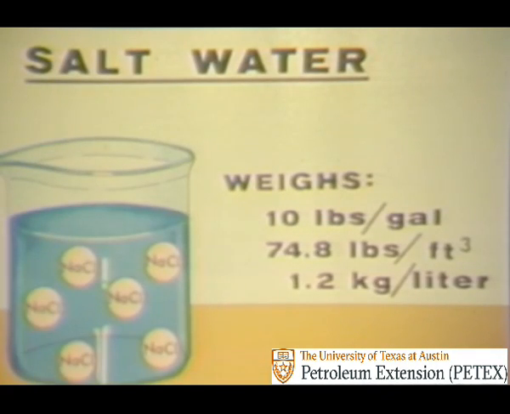Salt water made with sodium chloride, NaCl, is another type of makeup and treating water. The amount of salt dissolved in the water may be as high as 260,000 parts per million. With this much salt, the solution is saturated at room temperature, which means that no more salt can be dissolved in the water at that temperature. Saturated salt water weighs about 10 pounds per gallon, 74.8 pounds per cubic foot, or 1.2 kilograms per liter.